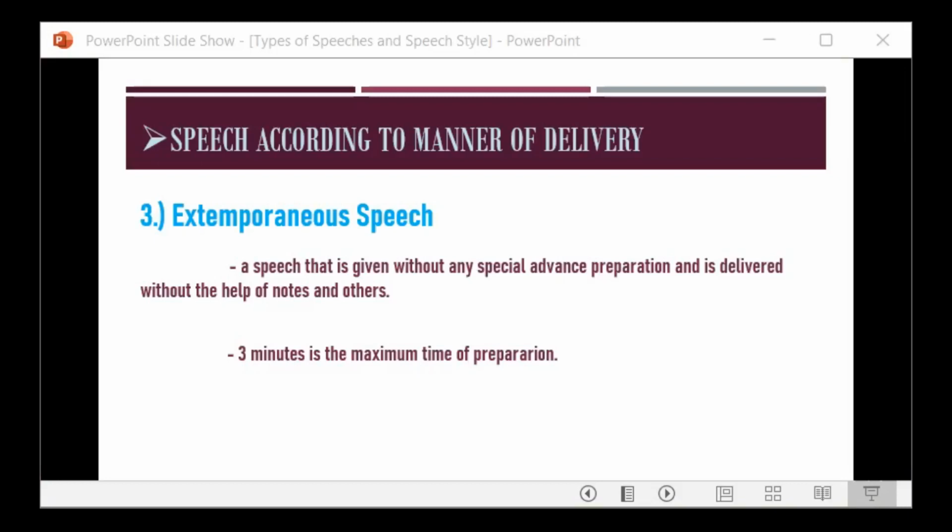So 3 minutes is the maximum time of just the preparation of this one. So here, the speaker just uses some notes or just a small note to guide him about the topic being discussed and or the topic he is going to deliver. So unlike in manuscript earlier, where you are just delivering the message word by word, here the speaker can establish and maintain eye contact with the audience.